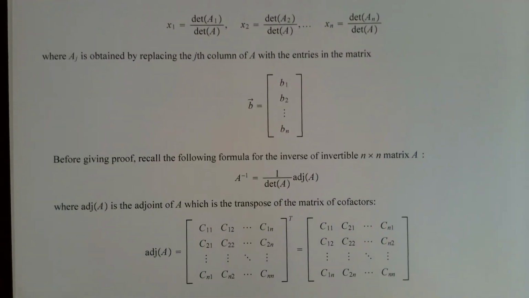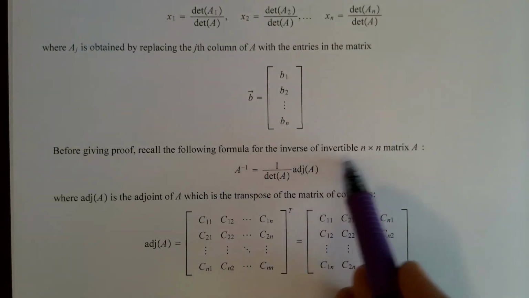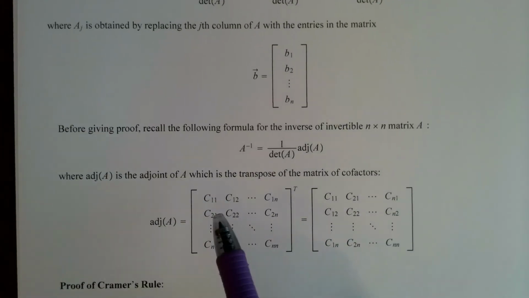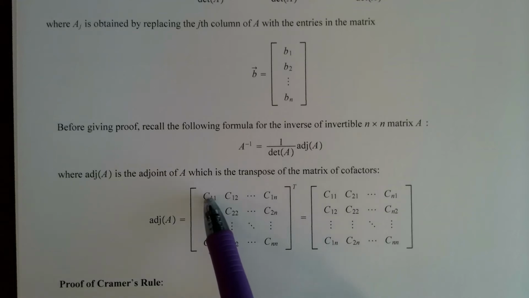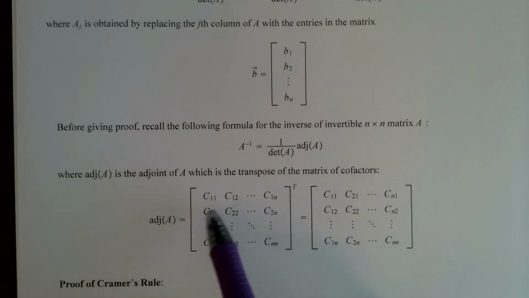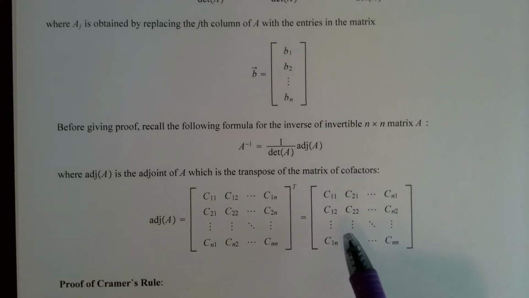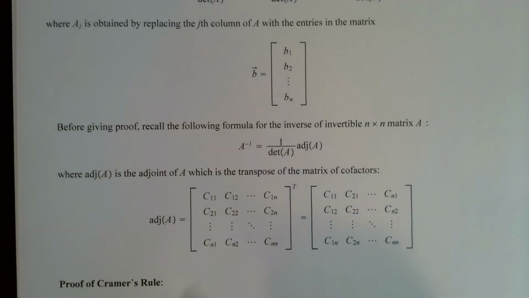Before giving a proof, let's recall that we talked about this formula for the inverse of an n by n matrix, which is 1 over the determinant of A times the adjoint of A. And the adjoint of A was the transpose of the matrix of cofactors. So if I take the matrix of cofactors, for the first entry, I compute the cofactor and replace the entry with its cofactor. Same with every entry. I then take the transpose of that matrix, that's the adjoint, multiply by the reciprocal of the determinant of A, and I get the inverse.